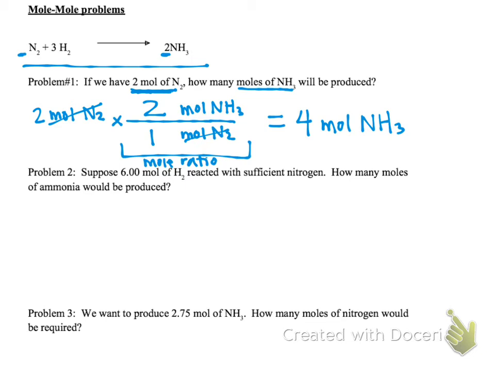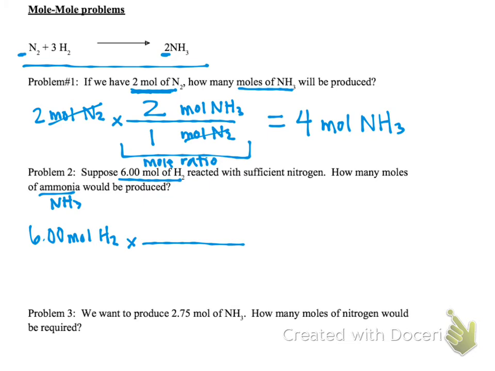Problem 2, again, you need to start with writing what you're given. It's going from 6.00 moles H2, and it is asking for moles of ammonia, which is your NH3. How much would be produced? So you start by writing what you're given. 6.00 mole H2.